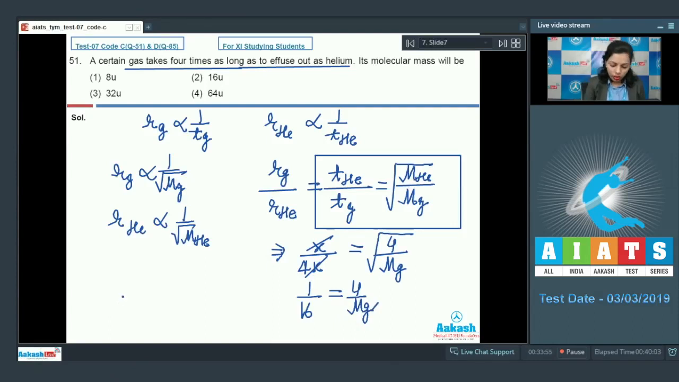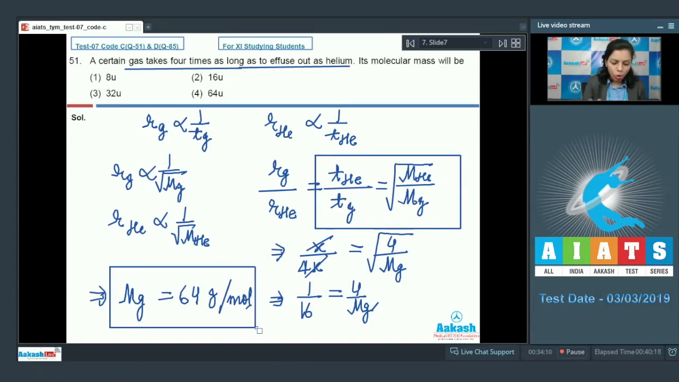So this Mg becomes equal to 16 into 4, that is 64 gram per mole. This is the molar mass. And what would be the molecular mass in this case? Definitely the molecular mass becomes 64U. So just choose option 4 as the correct option, because the molar mass of that unknown gas is 64U.